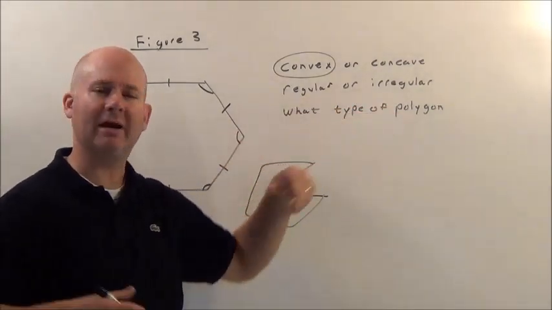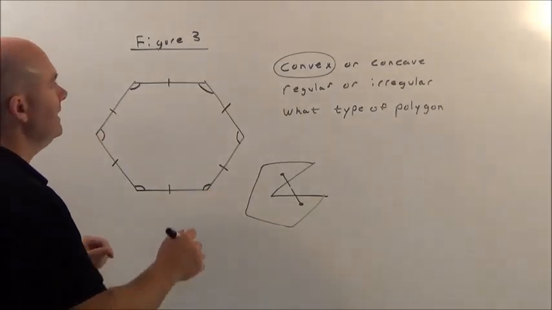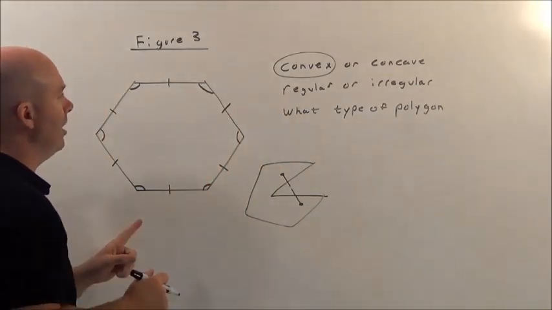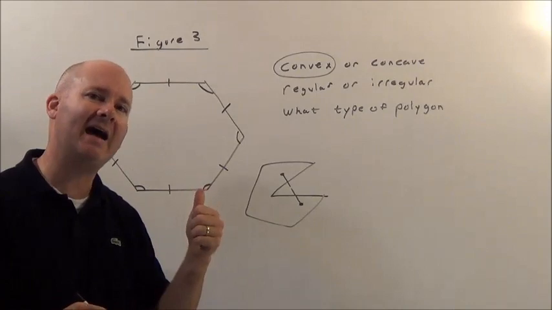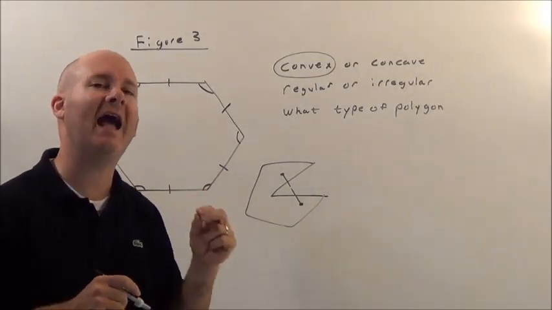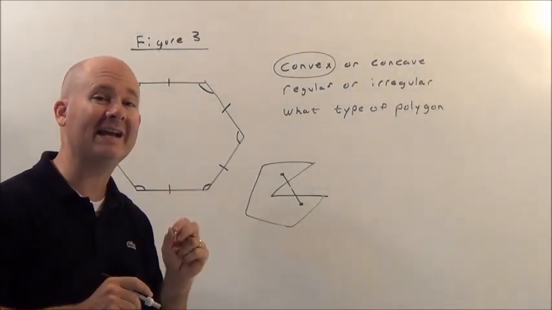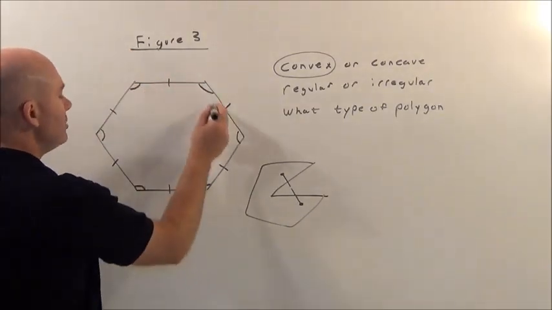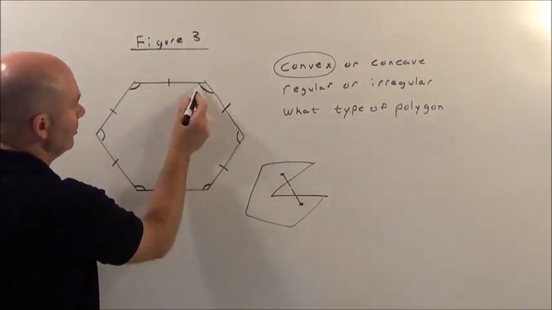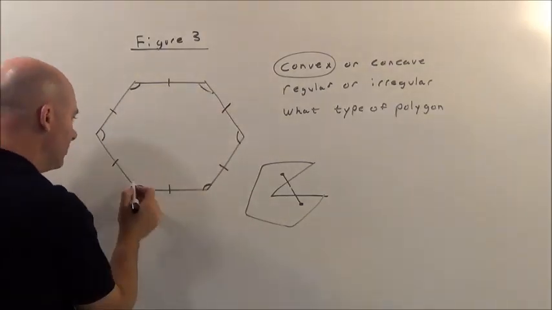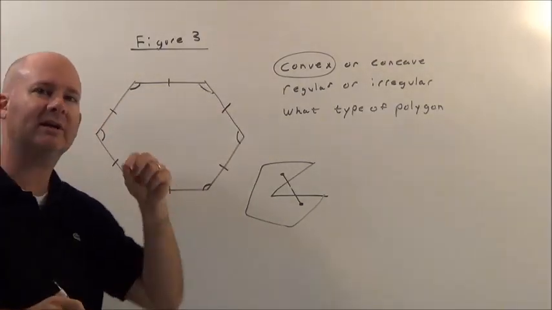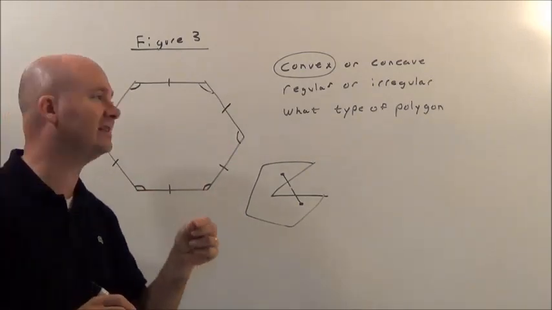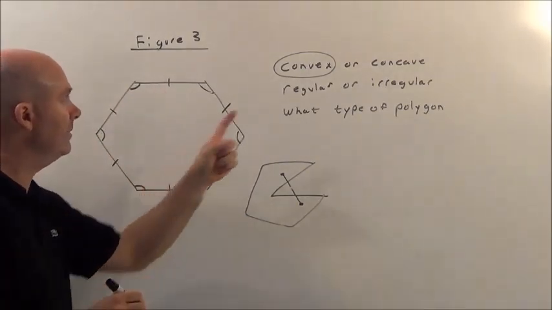Now, regular, irregular, what does that mean? Well, here's what it means. To be a regular polygon, every side has to be the exact same length and every angle has to be the same angle opening. Notice the way this is documented. There's a little line right here and here and here and here and here. Every corner has that same marking, meaning every angle is exactly the same in this shape.